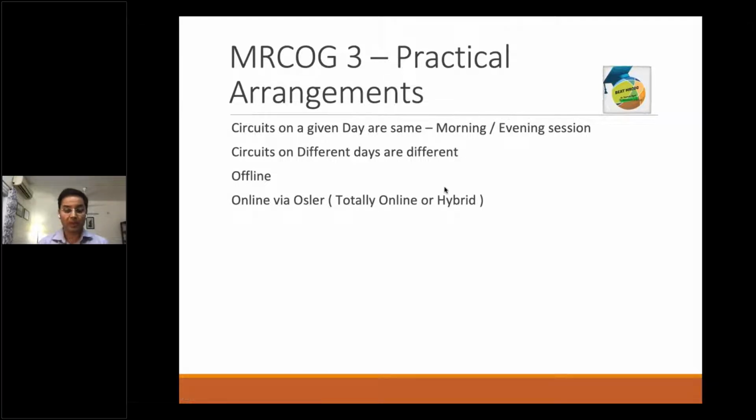The practical arrangement: the set of 14 tasks at a given place at a given time is called a circuit. The tasks in the morning and in the evening session on a given day are the same, but the tasks usually vary on different days. I'll come to the standards and how they do the marking.